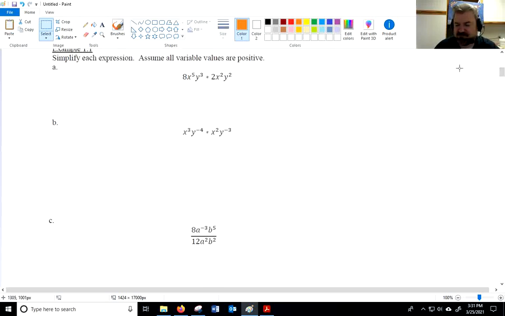We're going to simplify the following expressions. We're going to assume all the variables are positive. We don't have to worry about imaginary numbers creeping in or dividing by 0. So that'll make it just a little bit easier for us while we're doing these.